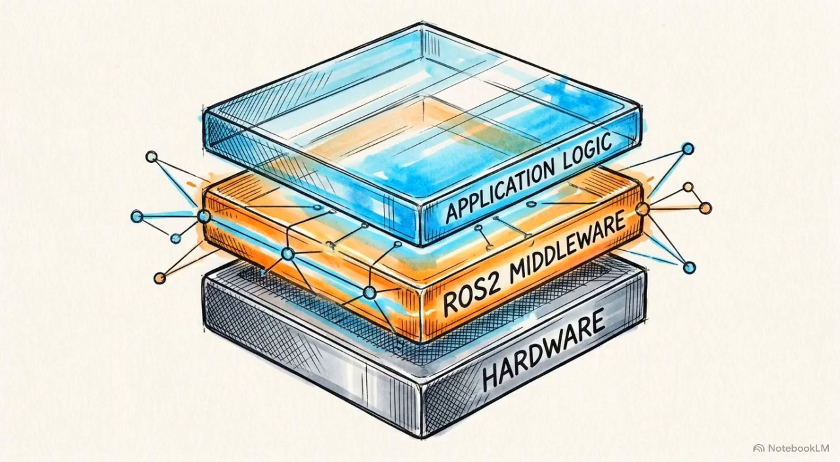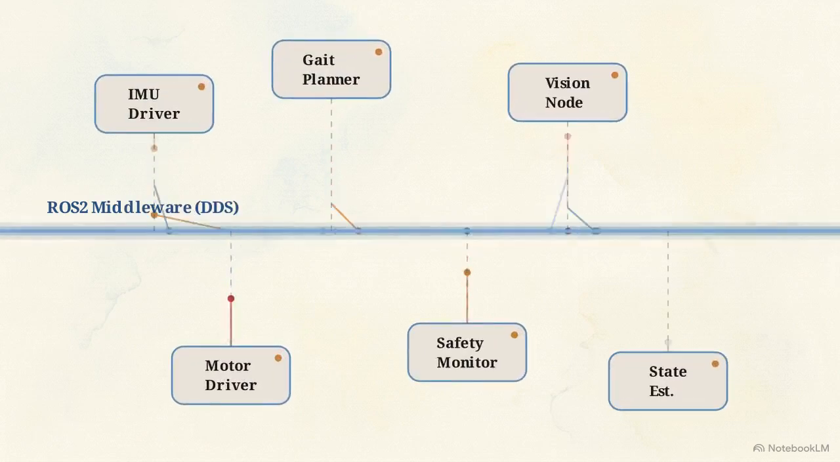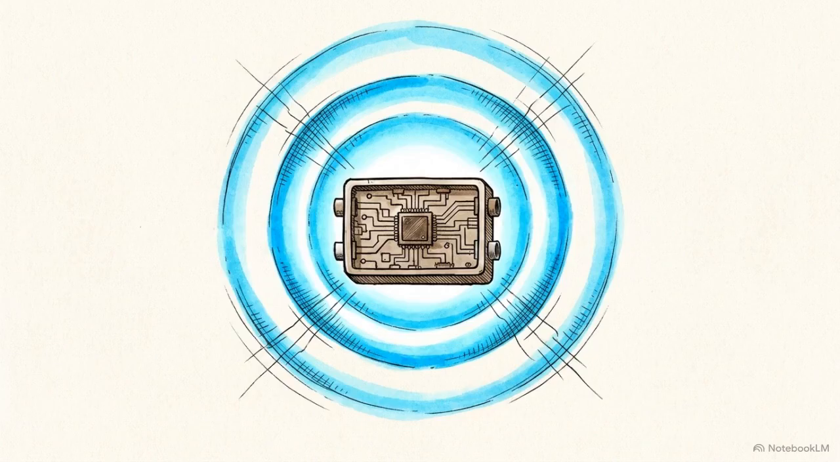ROS2 provides a communication middleware layer that sits between the low-level hardware and the high-level application logic. It acts as a decentralized messaging backbone. It allows dozens of independent software modules to broadcast and receive data simultaneously, without any single module needing to know who else is listening or who is sending the data.